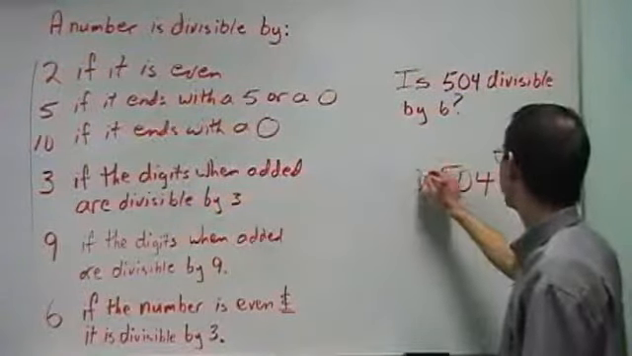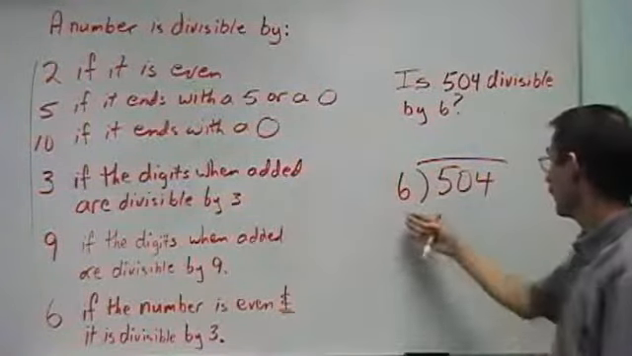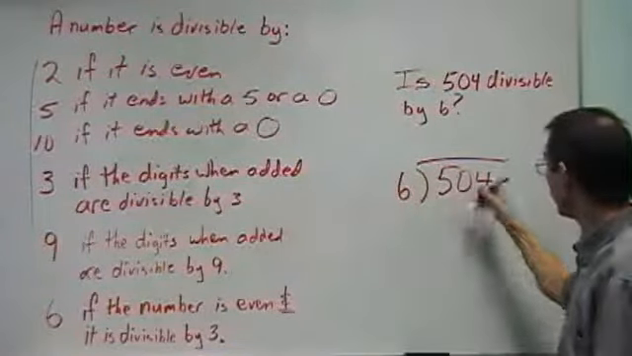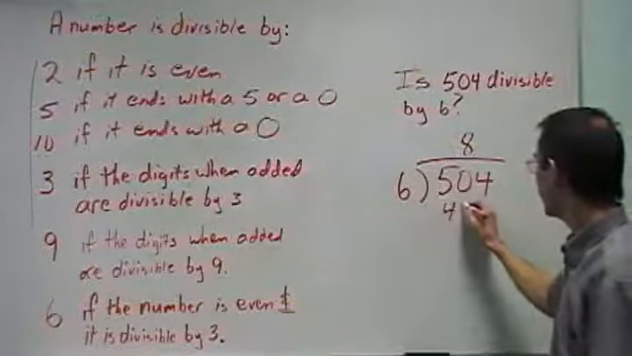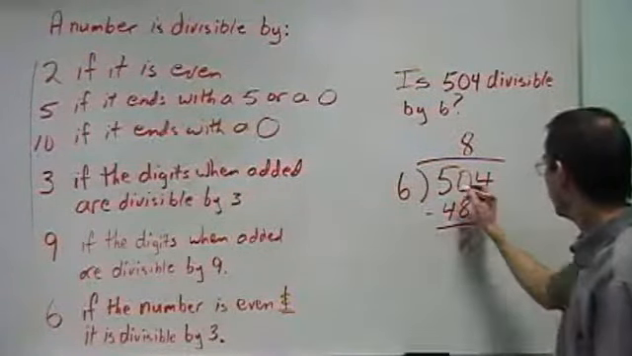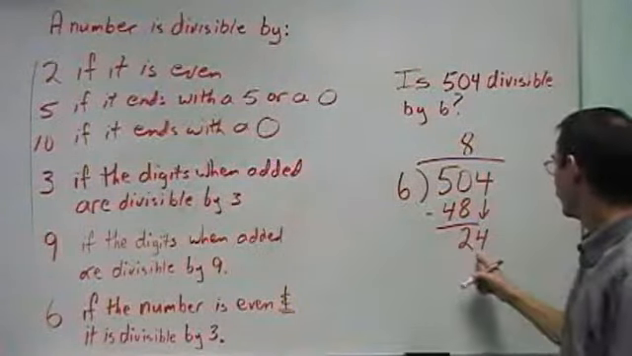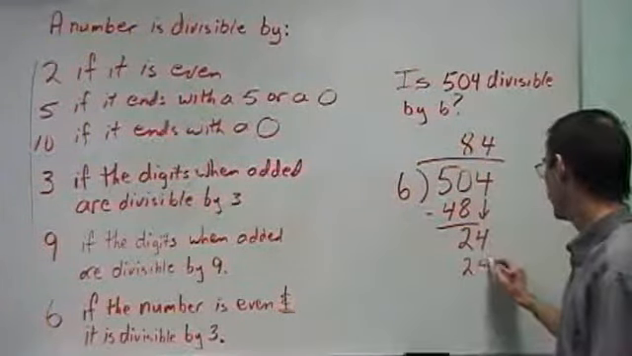504 divided by 6. Well, 6 doesn't go into 5, but it does go into 50, and it goes 8 times. 8 times 6 is 48. Subtract, and you have 2 there. 6 into 24 goes 4 times, and you have 0 remainder.